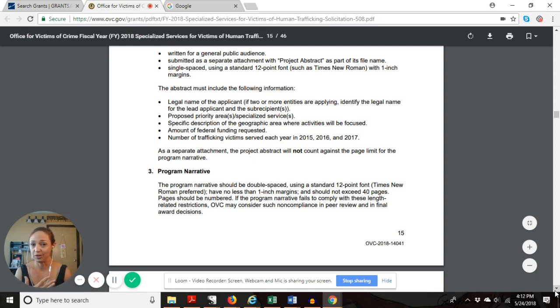Remember, your ceiling is $700,000. Don't ask for more than that. Do not ask for more than the ceiling. They will check that out, possibly. So they're just not going to give it to you. They want the number of trafficking victims served each year in 2015, 2016, and 2017. I would say just make a tiny little graph, boom, so it's very easy to see. And that would be from your jurisdiction of wherever you're going to have the geographic area, of course.